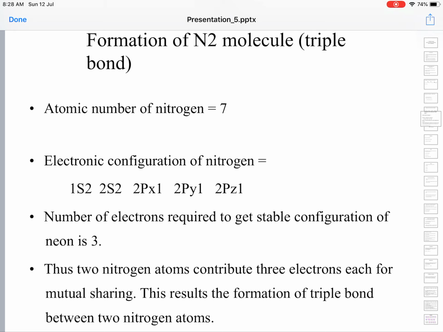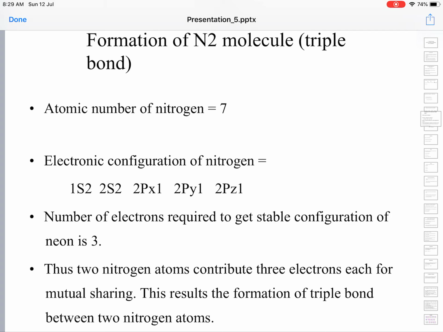Nearest inert gas to the nitrogen is neon. So, to get neon's configuration, a nitrogen atom needs 3 more electrons. Actually, neon configuration is 2s2, 2p6. Here in the nitrogen, it is only 2s2, 2p3. 3 more electrons it requires to attain neon configuration. So, that is what we have written here. The number of electrons required to get stable configuration of neon is 3.